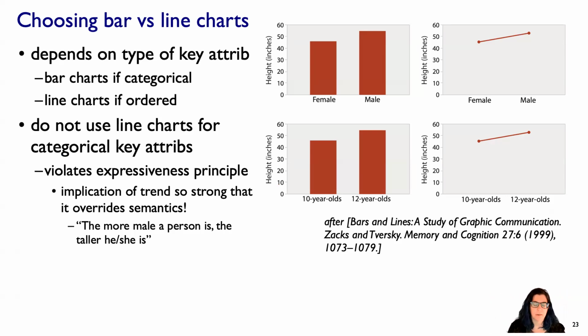They literally have done studies. Zacks and Tversky did a great study in the late 90s where people, when shown charts like this, would say things like, the more male a person is, the taller he is. As you go from female to male, you get taller. As opposed to, on average, men are taller than women. That's a reasonable thing to do. On average, 12-year-olds are taller than 10-year-olds. That's reasonable. As you go from 10 to 12, that makes more sense, but you don't go from female to male. That's categorical, not ordered. So be aware that chart types really can mislead.